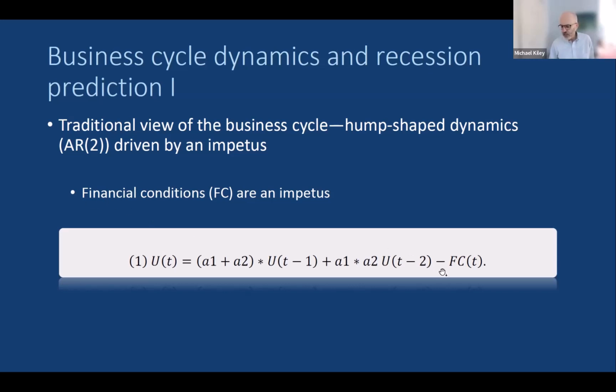And so if the impetus to financial conditions is a positive one in this equation, right? So that is a sort of expansionary state of financial conditions. There's a negative sign in this AR2, so unemployment first falls. It falls for a while, and then the sort of lag dynamics kick in and unemployment starts to rise. And obviously, this is just a linear equation, so the opposite occurs with a negative or recessionary impulse to financial conditions.